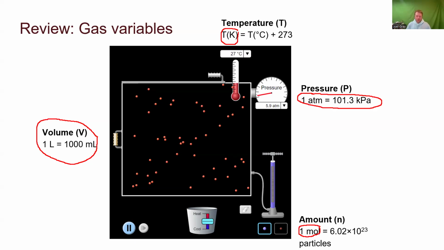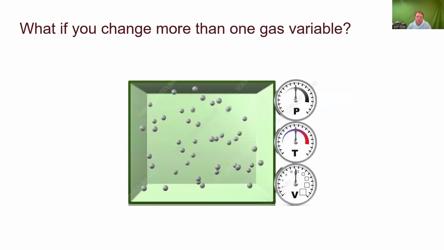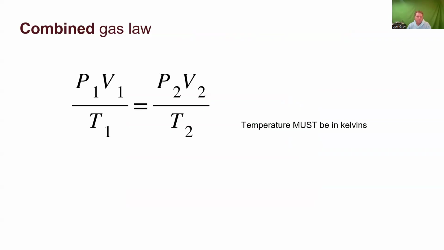Now, what we need to consider is, well, what happens if you add more gas to a system and you increase the pressure? So you change 2 variables. What happens if you change 3 variables? What's going on there? And that's what we're getting at today. What happens if we change our pressure, our temperature, and our volume? Well, there is an answer for that, and that is in the form of what's known as the combined gas law.